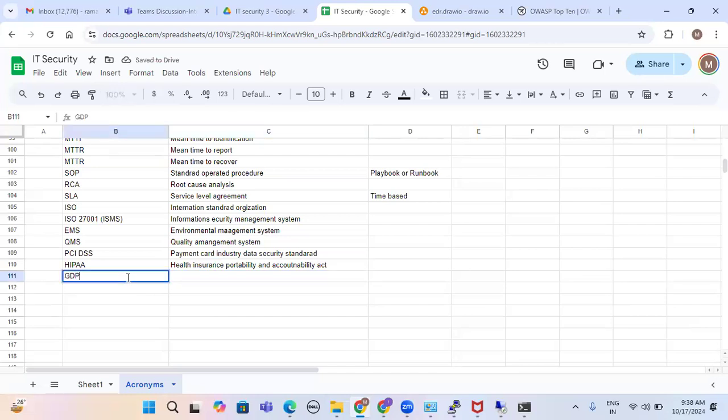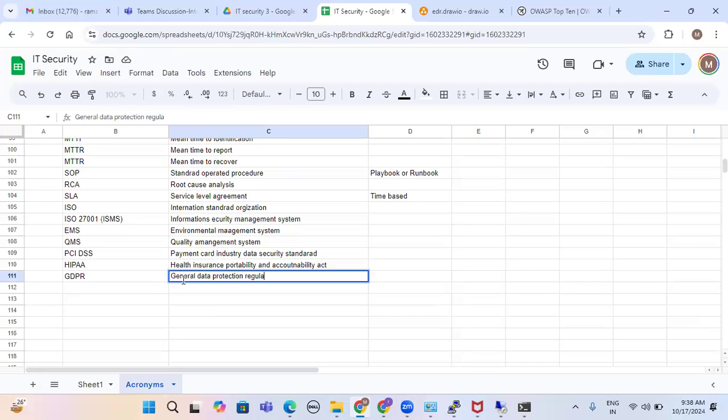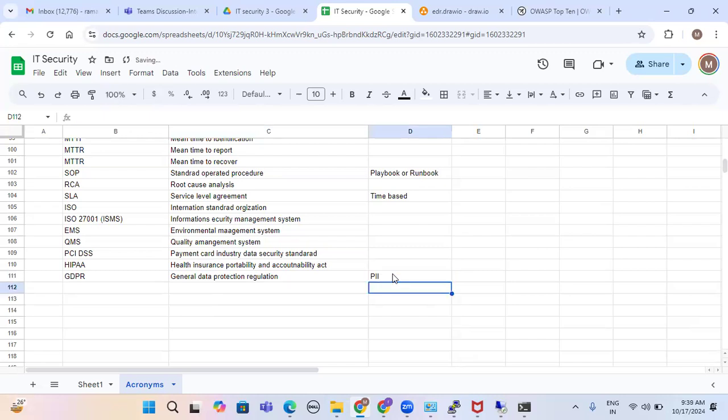Next one, GDPR. It's one of the trending technologies once again. General Data Protection Regulation. This is applicable to PII data. PII means personally identifiable information. How can we identify a person?